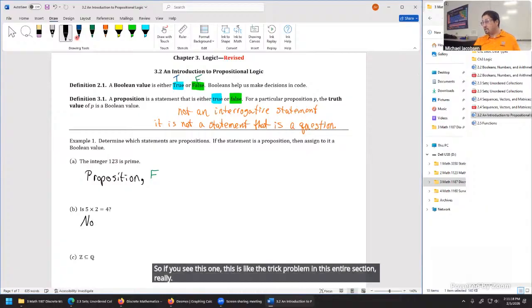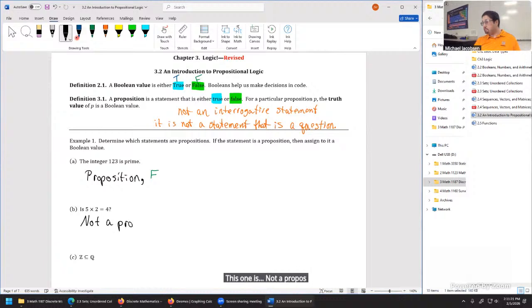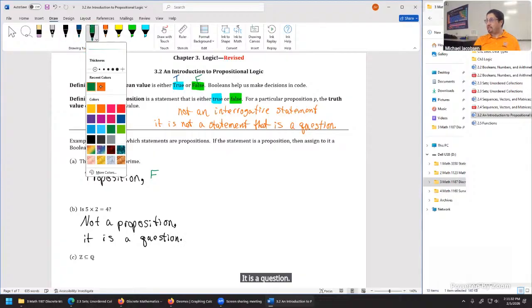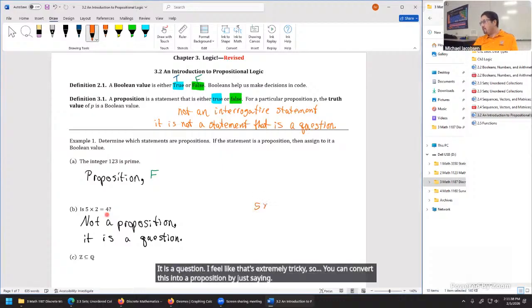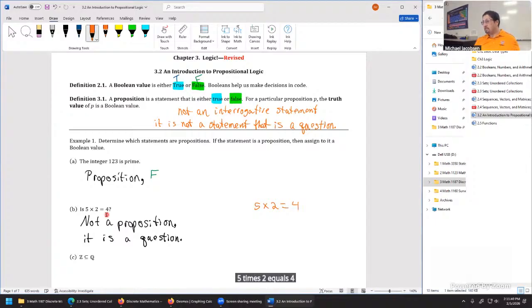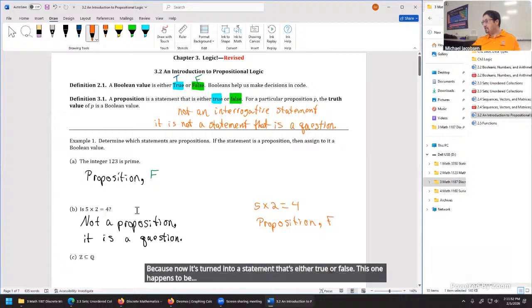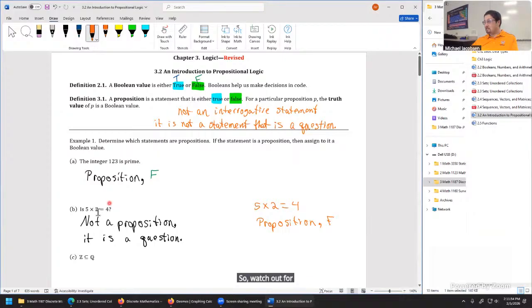This one is not a proposition. It is a question. I feel like that's extremely tricky. So you can convert this into a proposition by just saying 5 times 2 equals 4. Now it's a proposition, because now it's turned into a statement that's either true or false. This one happens to be false. So watch out for the question marks. Any questions at all with that trick question there?